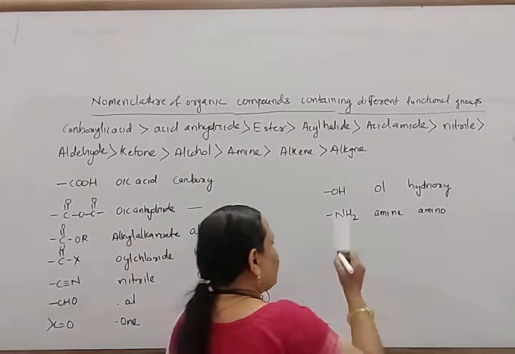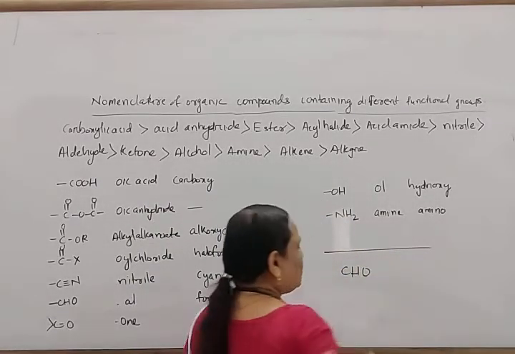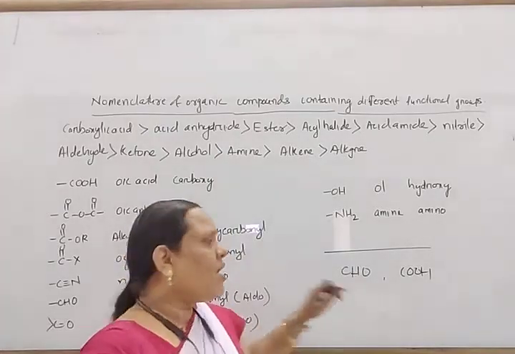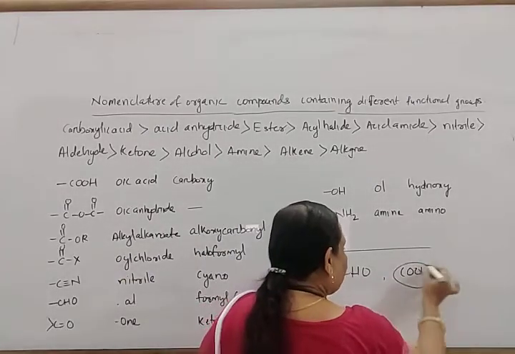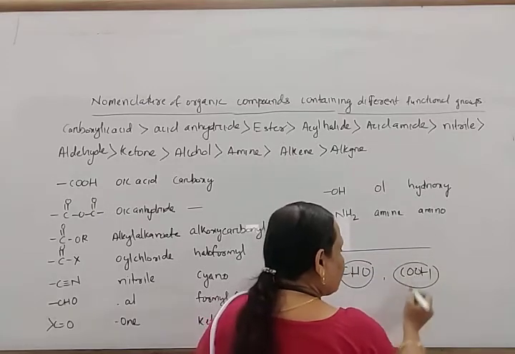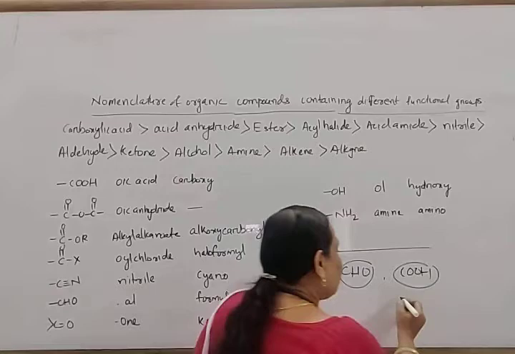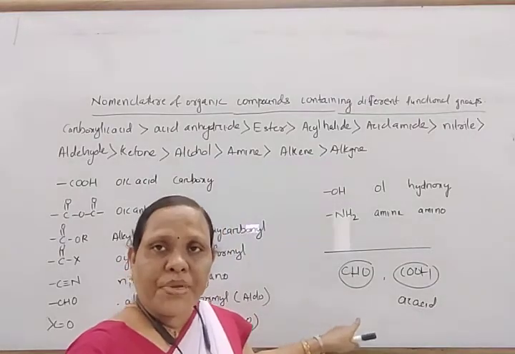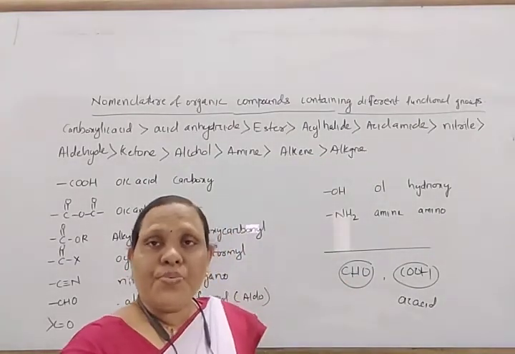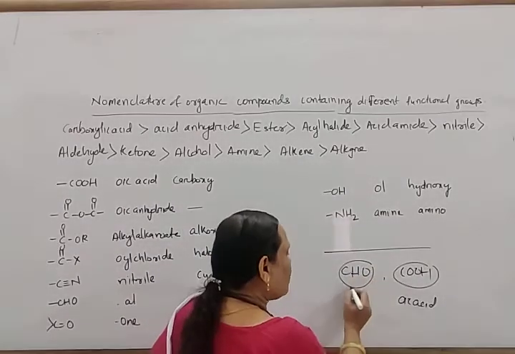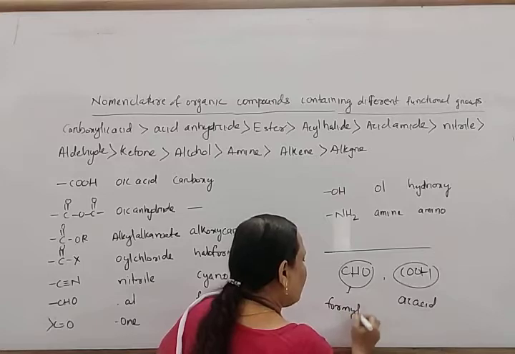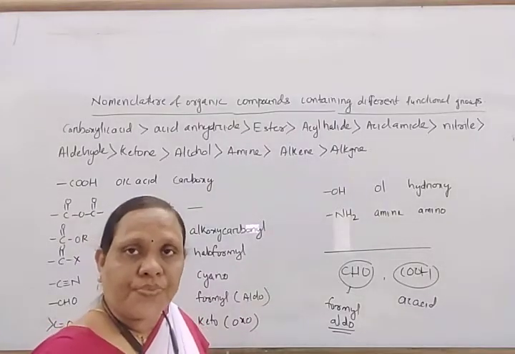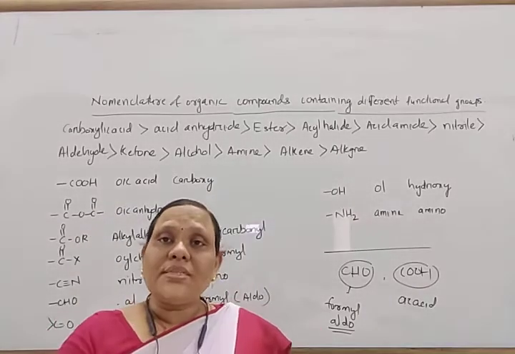So for example, if there is an aldehyde group and there is also a carboxylic acid group, then the carboxylic acid has higher priority than the aldehyde. For the carboxylic acid, we use the suffix oic acid, and for the aldehyde group, instead of using the suffix al, for this CHO group we use the prefix, which is generally formyl, or in some cases oxo or formyl is used. So now it is necessary to know the priority order.